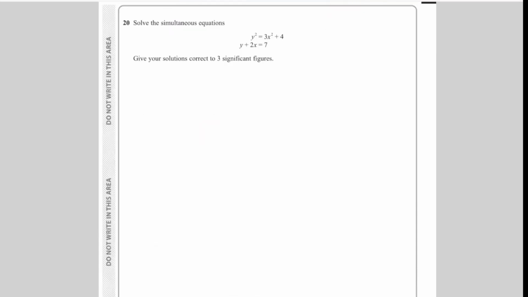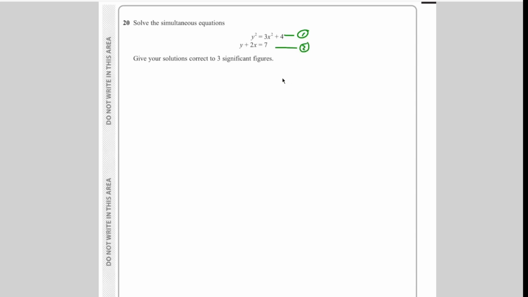Question 20. Solve the simultaneous equations y squared equals 3x squared plus 4, y plus 2x equals 7. Give your solutions correct to 3 significant figures. When we've been given two simultaneous equations, what's the first step? We need to label the two equations. So let's label them: equation 1, equation 2.